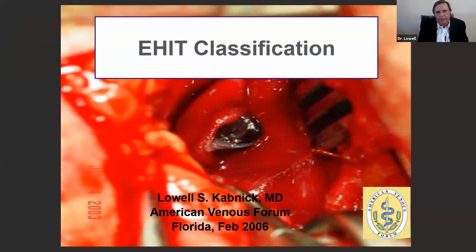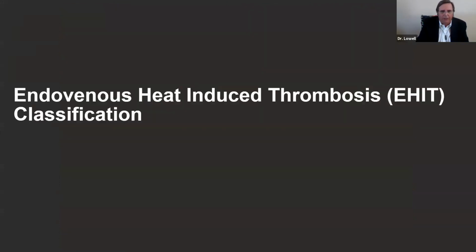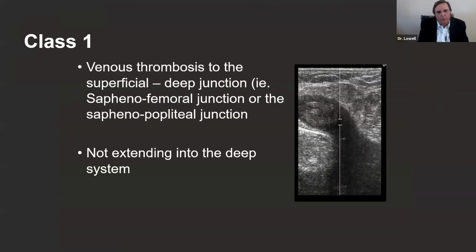in Italy, and in the United States, we put together some data and retrospectively reviewed what this thrombus propagation was, or better known then as DVT, and later changed to endothermal heat-induced thrombosis. So in 2006, after looking at a myriad of cases, we came up with the definition as well as this classification. So class 1, as you can see, is venous thrombosis to the superficial deep junction, saphenofemoral or saphenopopliteal, but not extending into the deep system.